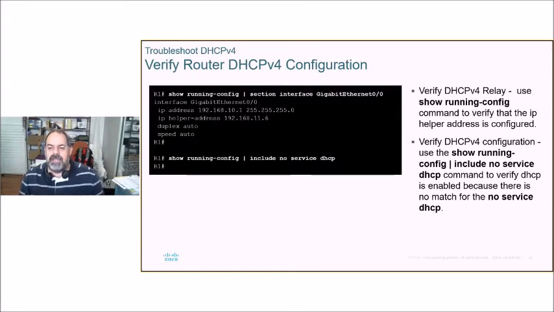So basically, to verify DHCP relay, of course, you would just look at, you can do show running config and that IP helper command will be in there.